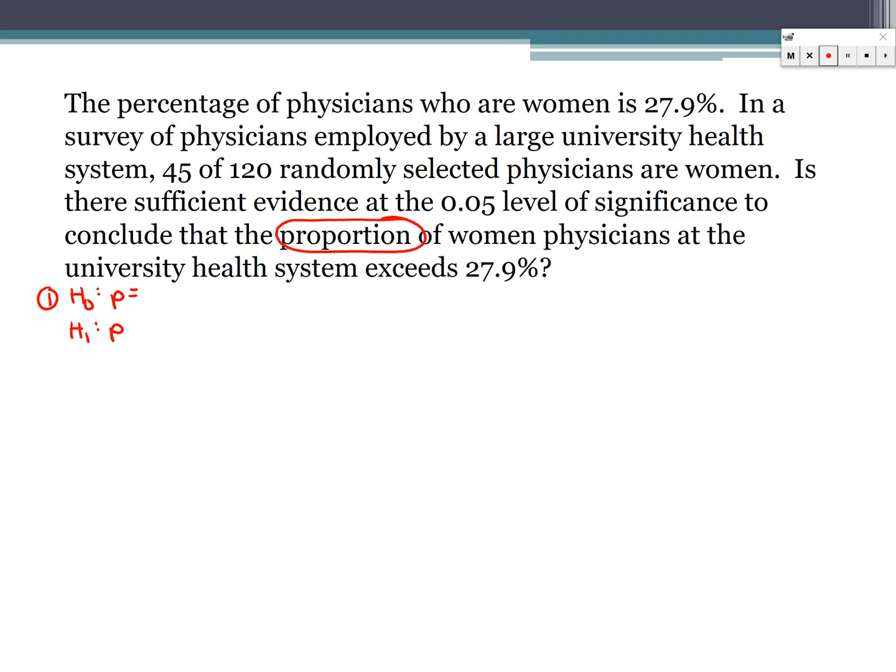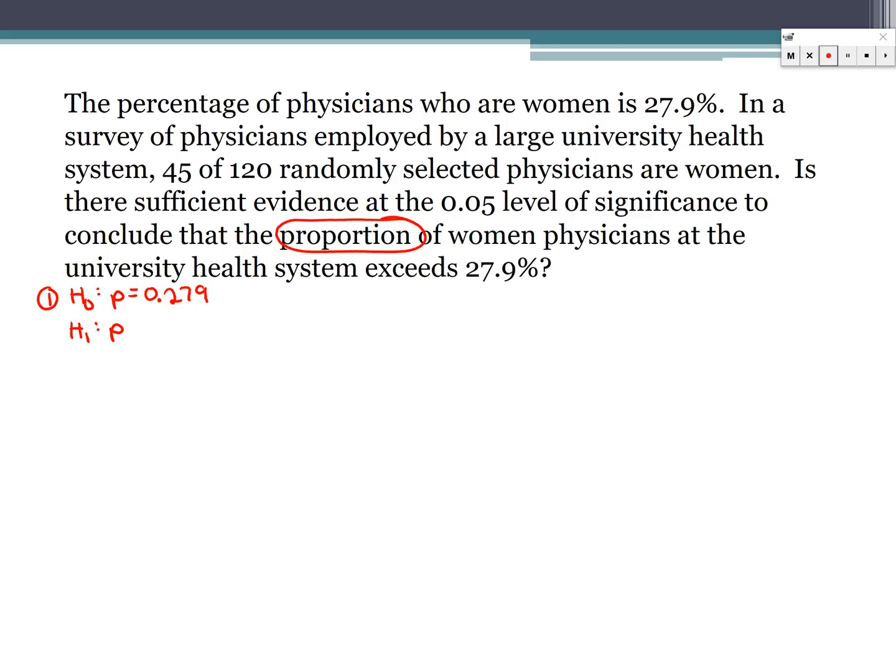Come test time, I have to know when to use each thing and how to use it. So when I pick out the keyword proportion, now in my hypotheses I'm dealing with lowercase p, no longer the mu. They're hypothesizing that the percentage is 27.9. Remember, we need to change that, from our work with proportions last unit, back to a decimal from a percent.